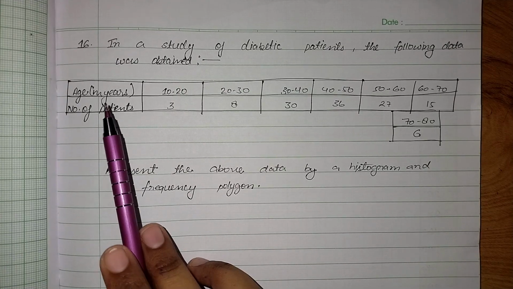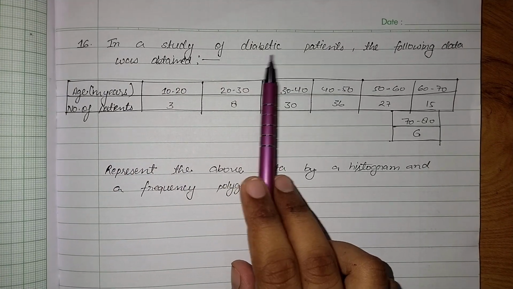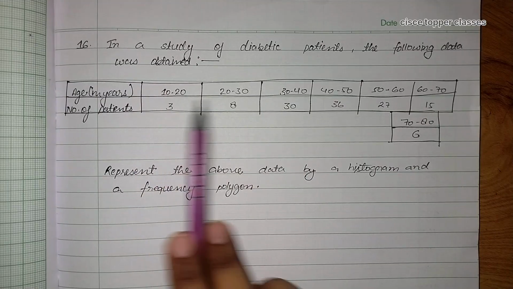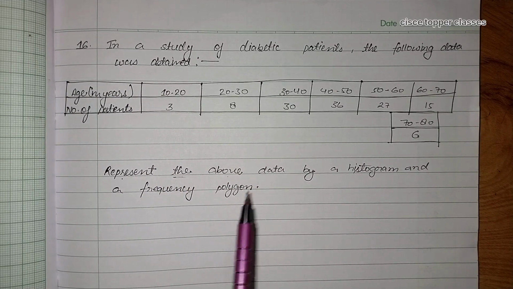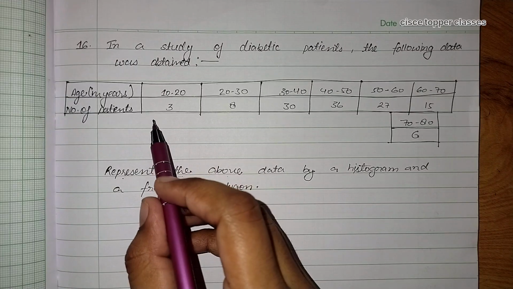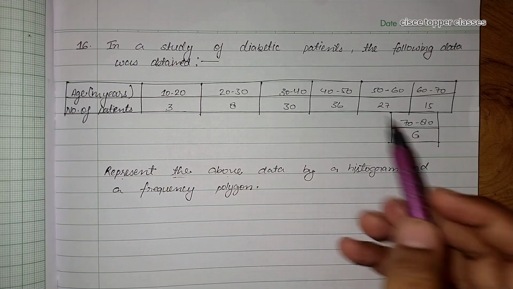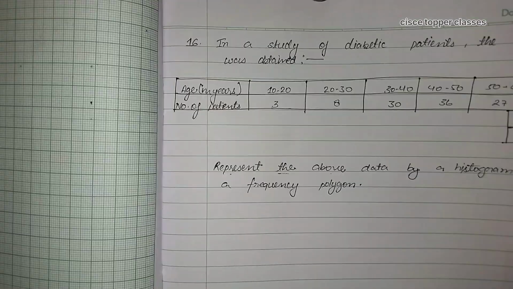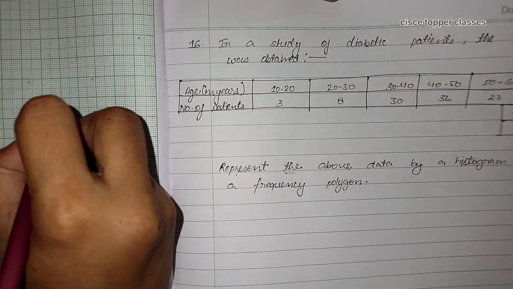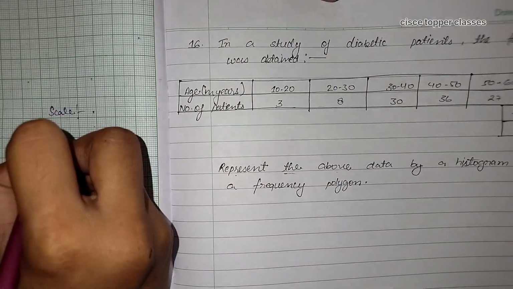Now let us solve question number 16 here. In a study of diabetic patients, the following data was obtained. Here we have to represent the above data by a histogram and a frequency polygon. So we can see here, this is the frequency written, and frequency we can take on the y-axis. So here we can write the scale.